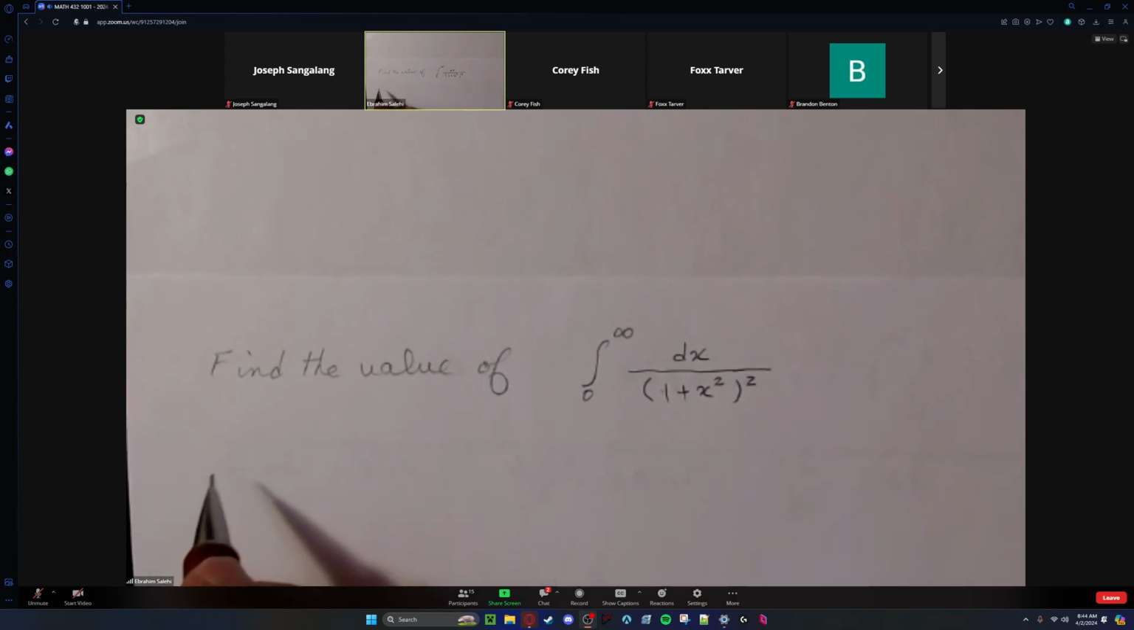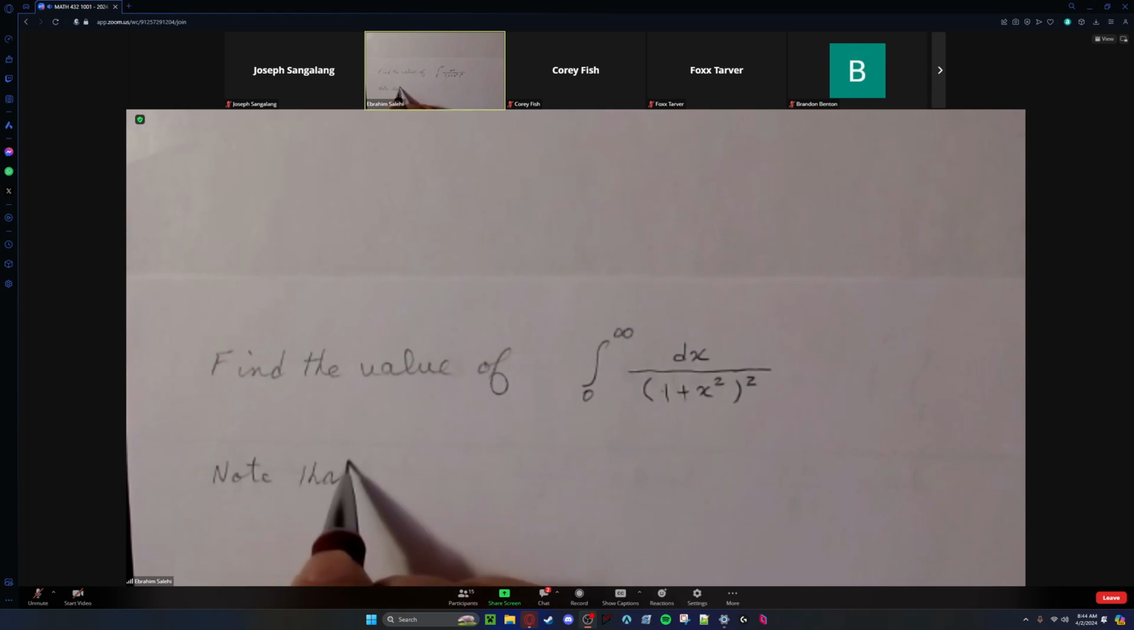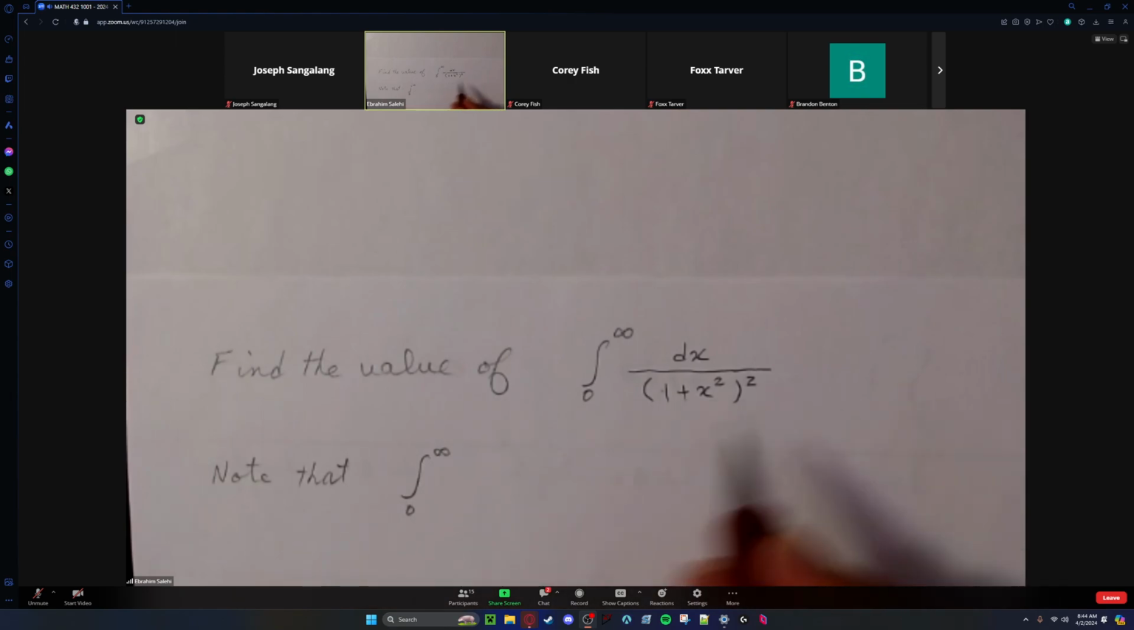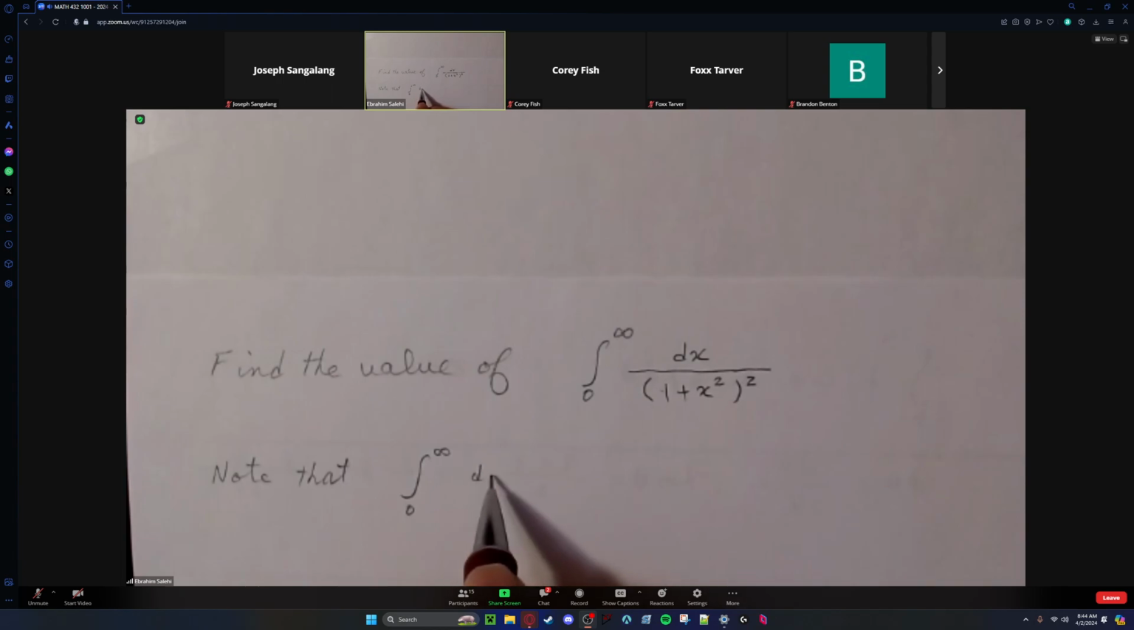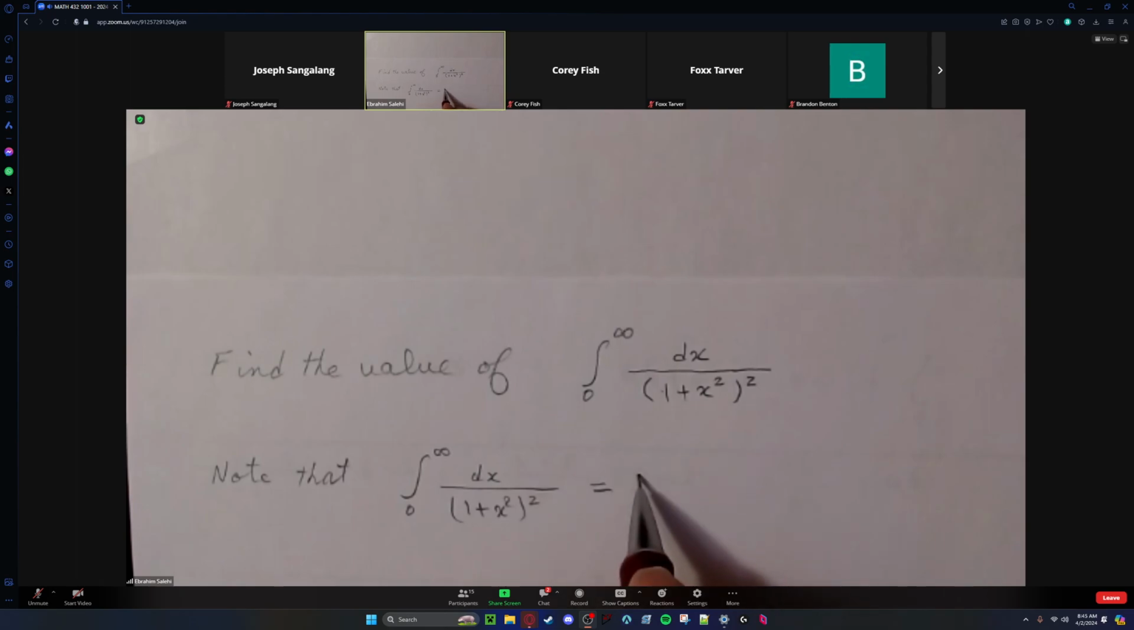Note that the integral from 0 to infinity of this function is 1/2 the integral from negative infinity to infinity, because the function is even.